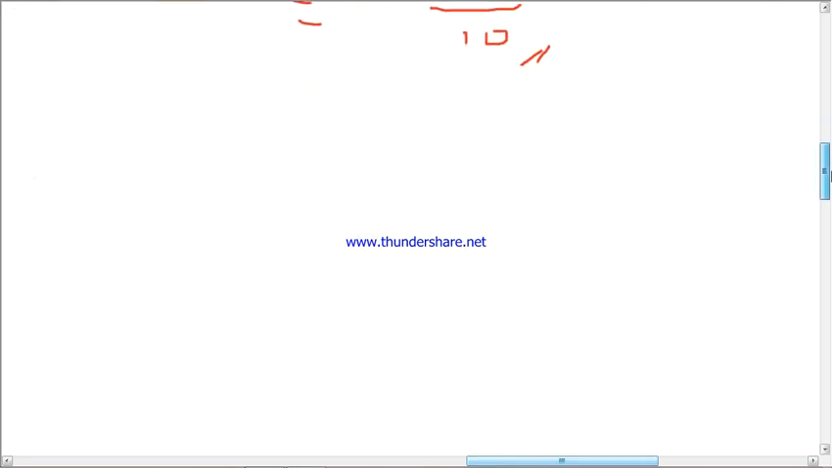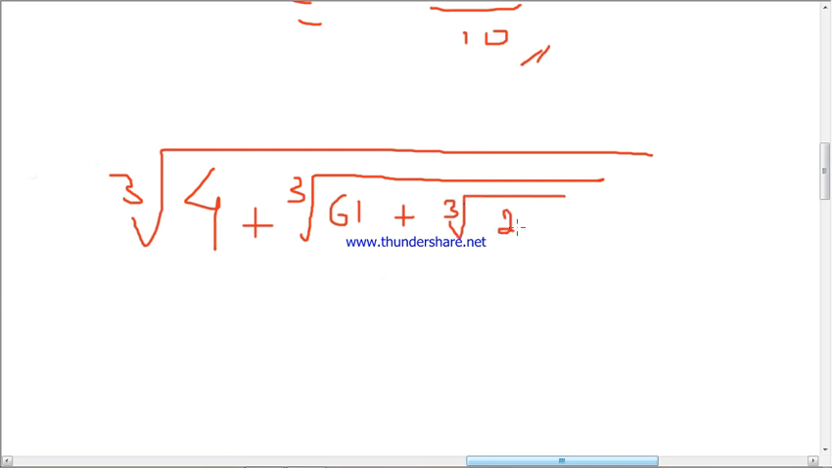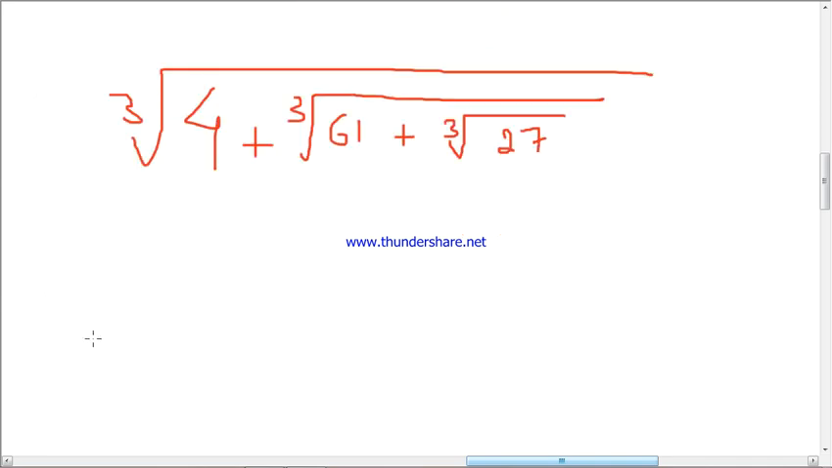Let's see over here. The cube root of, there's a whole long cube root. Under that you have 4 plus another cube root inside, which is also a very long cube root, 61 plus there is another cube root inside this, 27. I'll show you how to solve this problem. Very easy actually. If you see over here, 4 is not a perfect cube, 61 is not a perfect cube. Is 27 a perfect cube? Yes. Then you copy the rest as it is first.